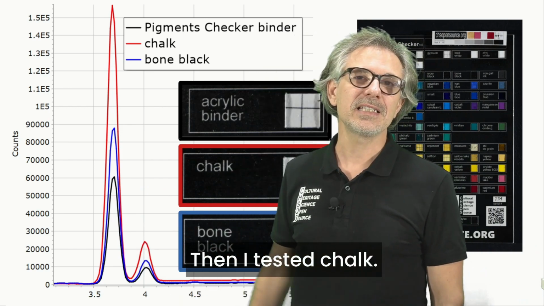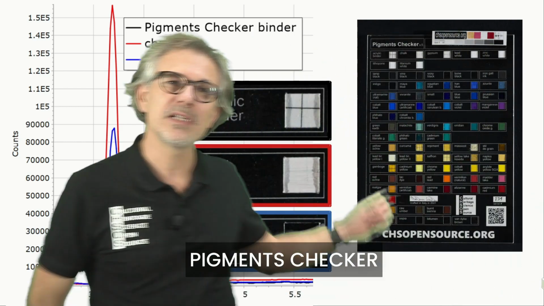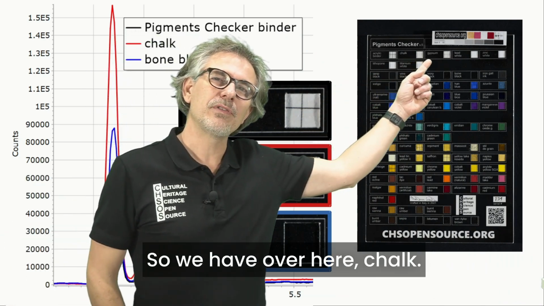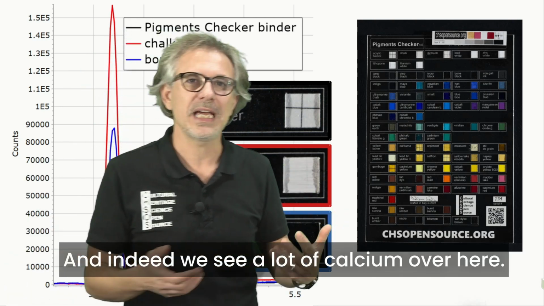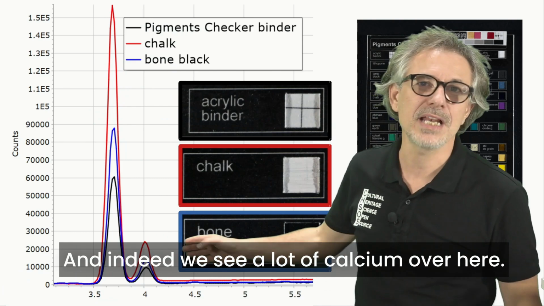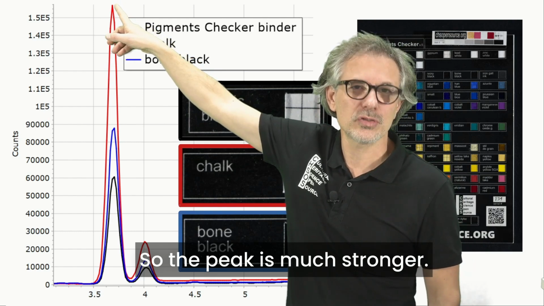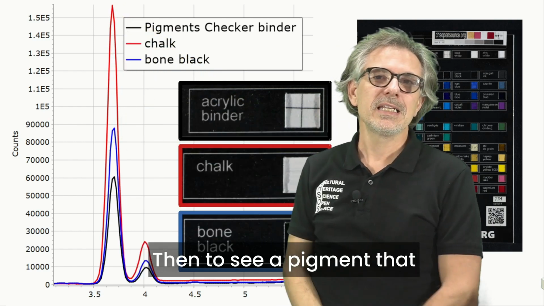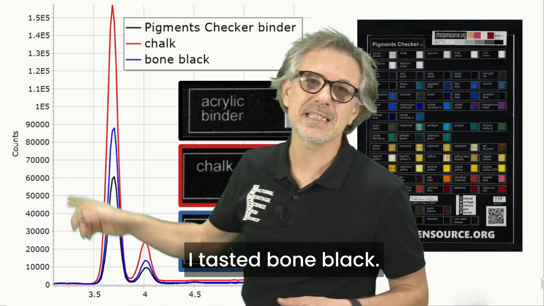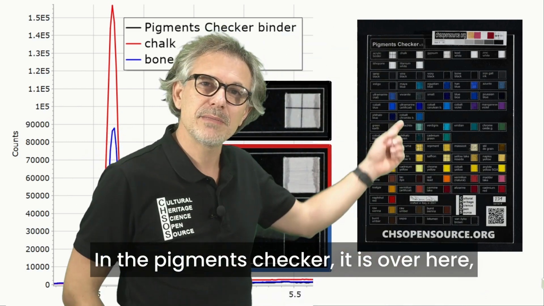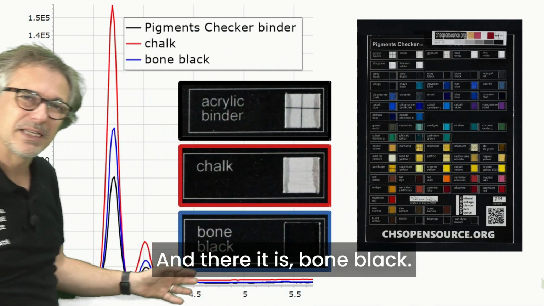Then I tested chalk. This one is on top in the pigment checker. Chalk is calcium carbonate, and indeed we see a lot of calcium, so the peak is much stronger. Then, to see a pigment that contains calcium, I tested bone black. The pigment checker is over here, bone black, and there it is.